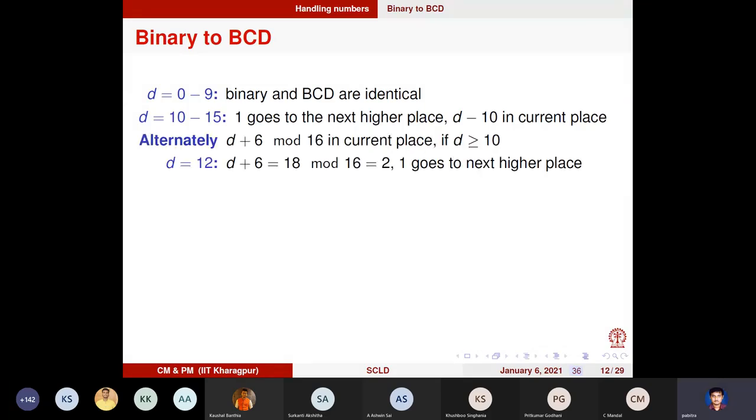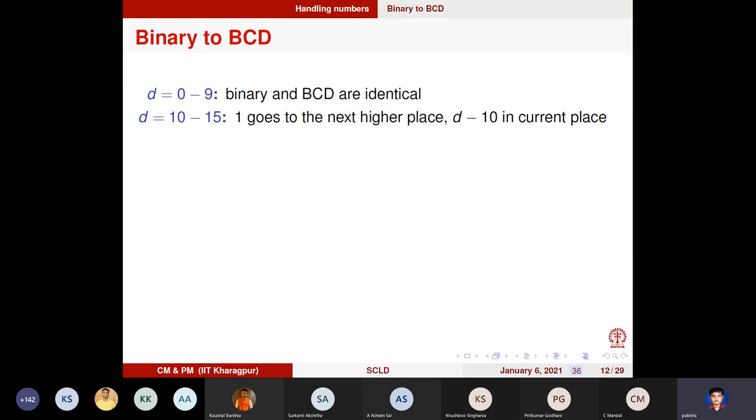So the code is this. This is the simple rule: you take every digit of the decimal number and represent it by its 4-bit binary equivalent. There will be redundancy, but that's okay.